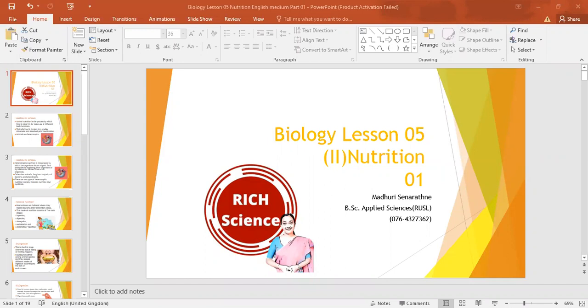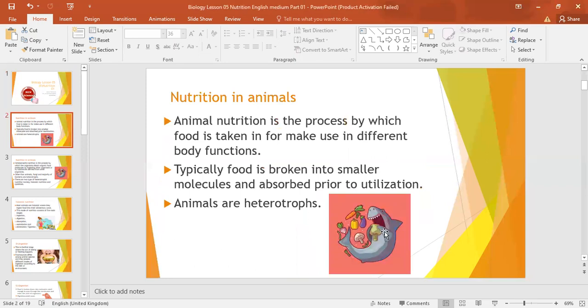In the nutrition part, as the first step, we will discuss nutrition in animals. Commonly in animals, both animals and humans. Nutrition. Why we need food? There are two requirements: for getting energy as well as for getting carbon. We take our carbon requirement and our energy requirement from food. That is why we eat food.